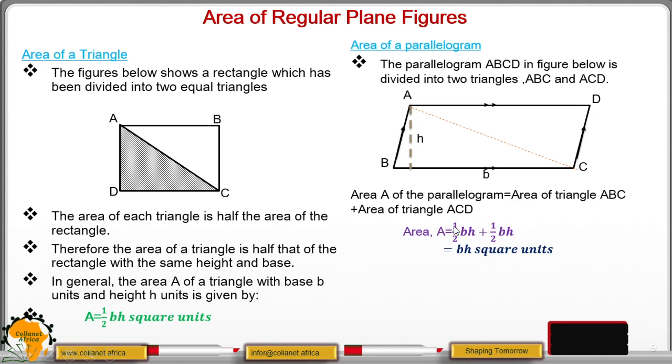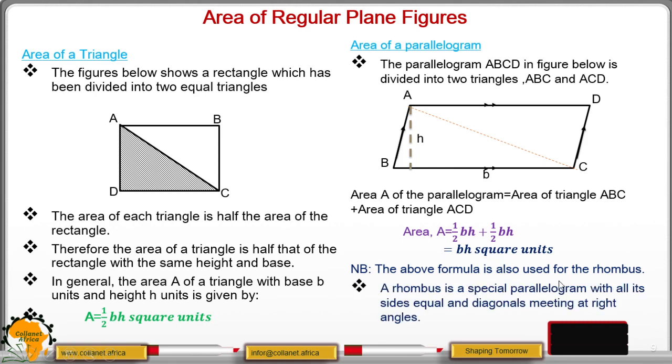So when you add, a half and a half will become 1. So you have that A, or area, is BH square units. So it implies that if you want to get the area of a parallelogram, you just need to get the base and then the height, you multiply, you get the area. And this formula is also used in a rhombus.